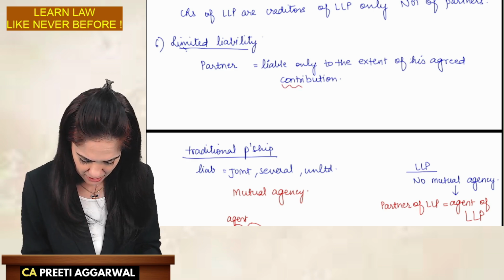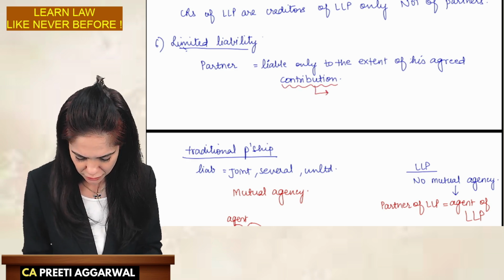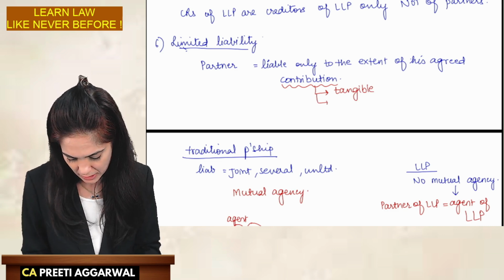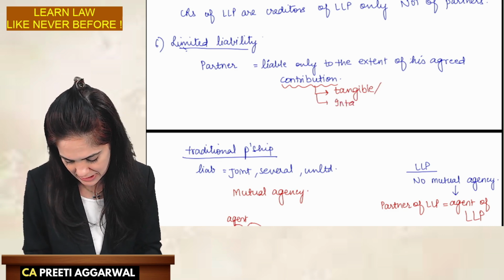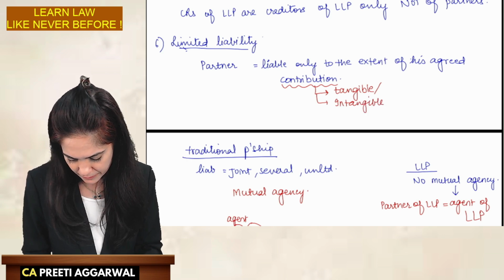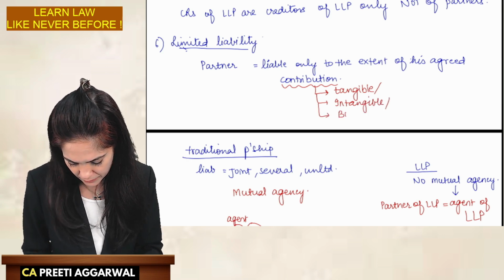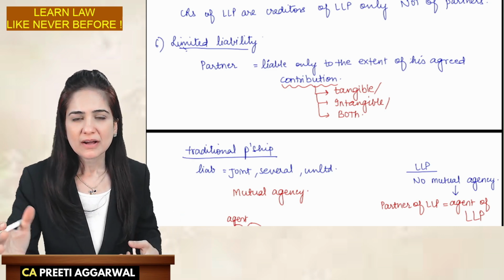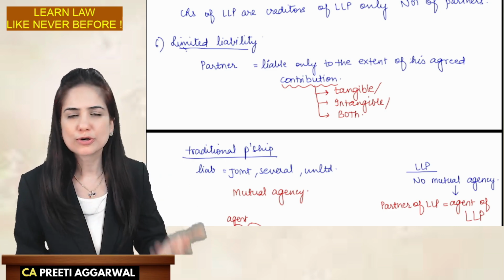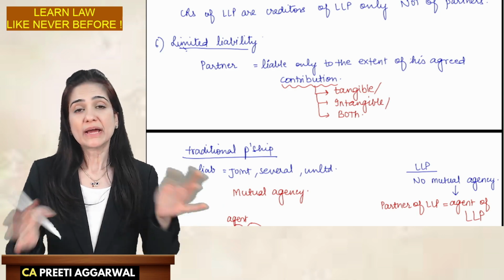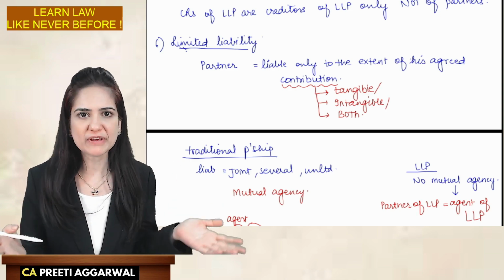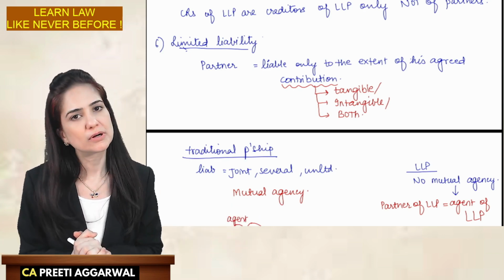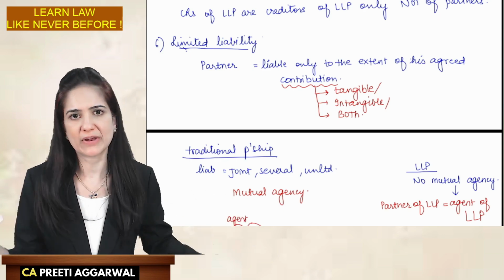contribution. Let us discuss something about contribution. Now, this contribution may comprise tangible assets or intangible assets or both. Tangible means you can see, you can feel. It may be in the form of cash, goods, car, etc. Intangibles you cannot see, you cannot feel, like goodwill, patent, trademark, copyright, or you may contribute both. Okay, tangible as well as intangible.